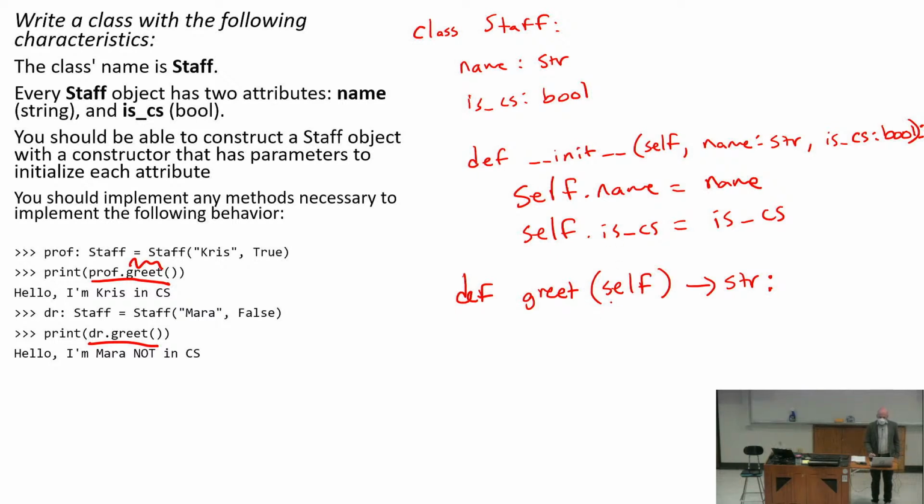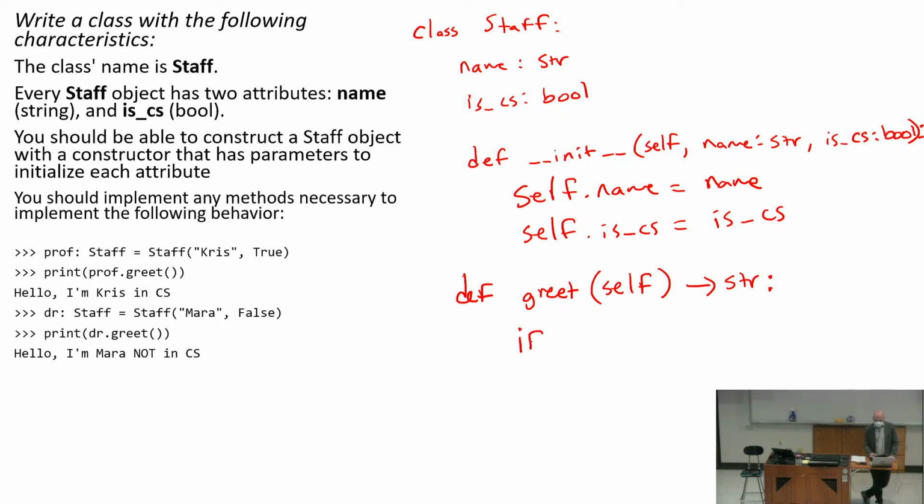So the implementation of this, okay, now we need to go and look and see how does this work. Well, in one case, we're seeing, hello, I'm Chris in CS. And that's the case where the staff object had isCS established as true. And in the other case, when we call greet on the doctor object, it says, hello, I'm Mara, not in CS. And that's a different return value, I should say, because the false of isCS was established as its attribute value. So it looks like we can test on the isCS attribute value.